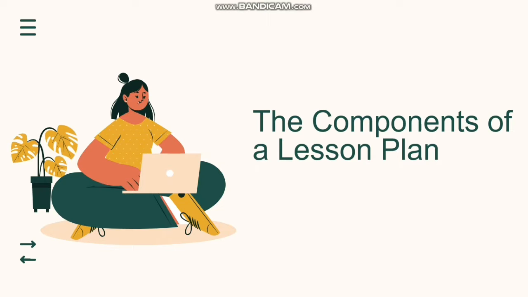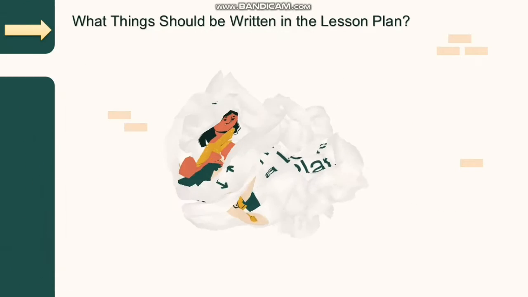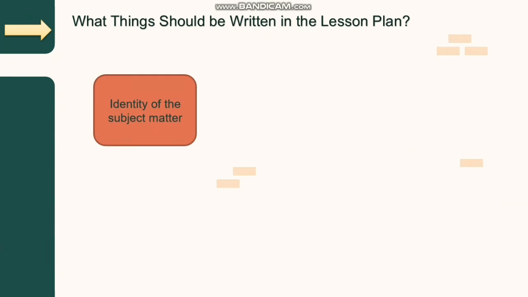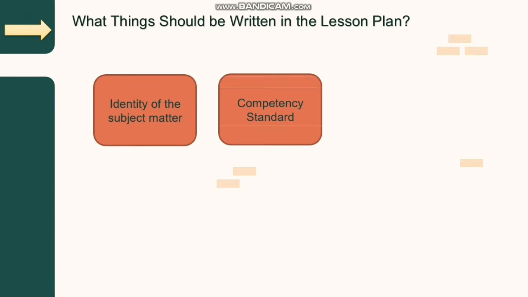Okay, now let's move on to the next discussion about the components of lesson plan. Here are some components that must be written in the lesson plan. Number 1 is identity of the subject matter. Subject matter consists of title of the lesson, class or semester, program, especially for senior high, theme, and time allotment.